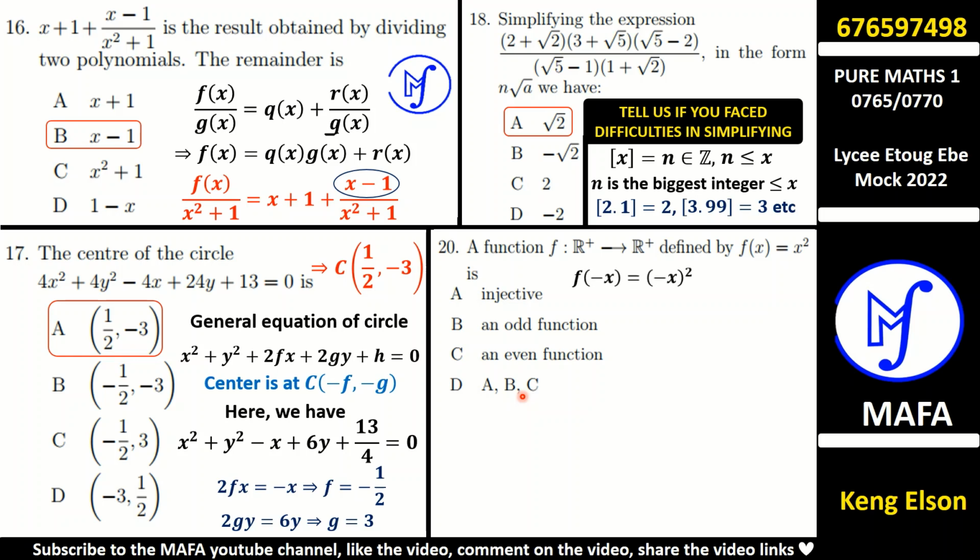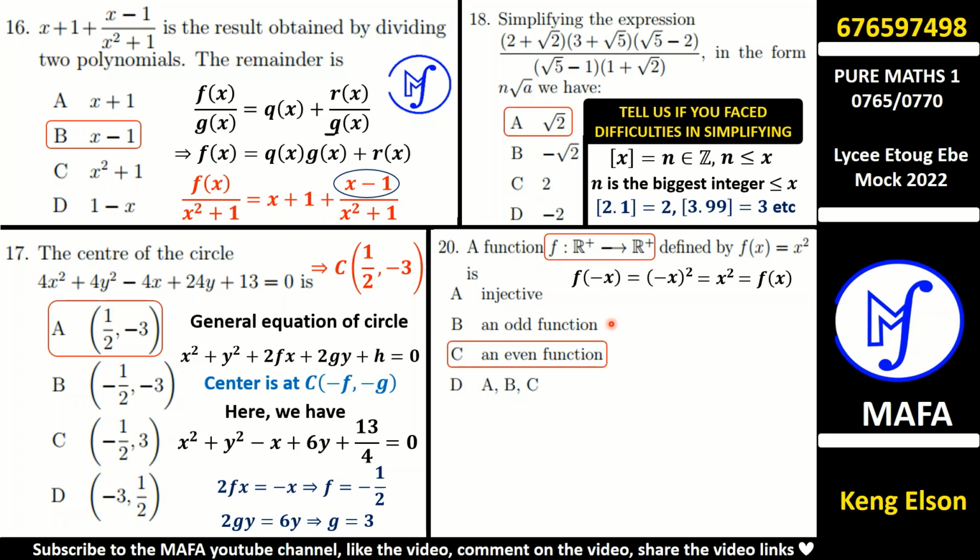Let's see what we have here. Let's first of all define what an even function means. Let's verify the parity of this function. Let's look for f of negative x. f of negative x is negative x all squared, which will give us x squared, and x squared is f of x. So we see that f of negative x is equal to f of x, so it means the function is even. The function being even, we see option C.